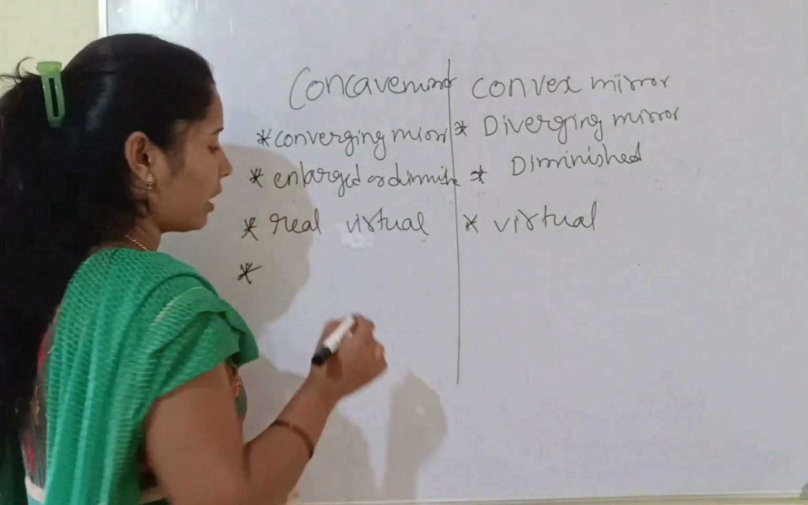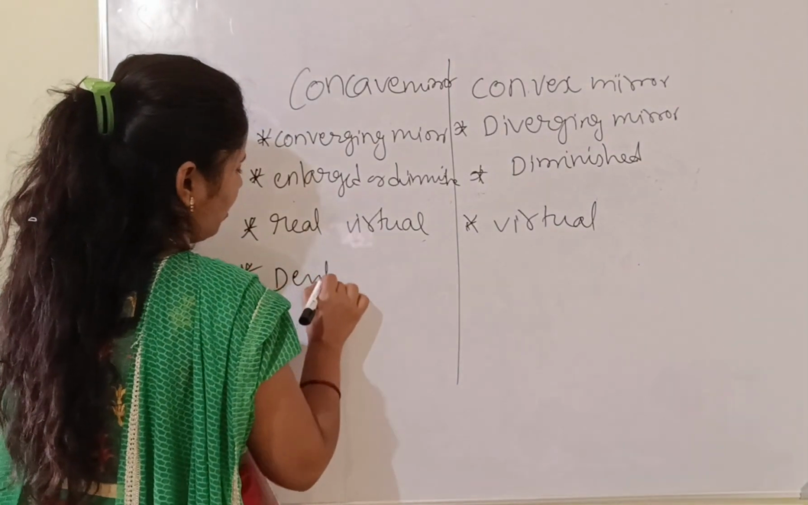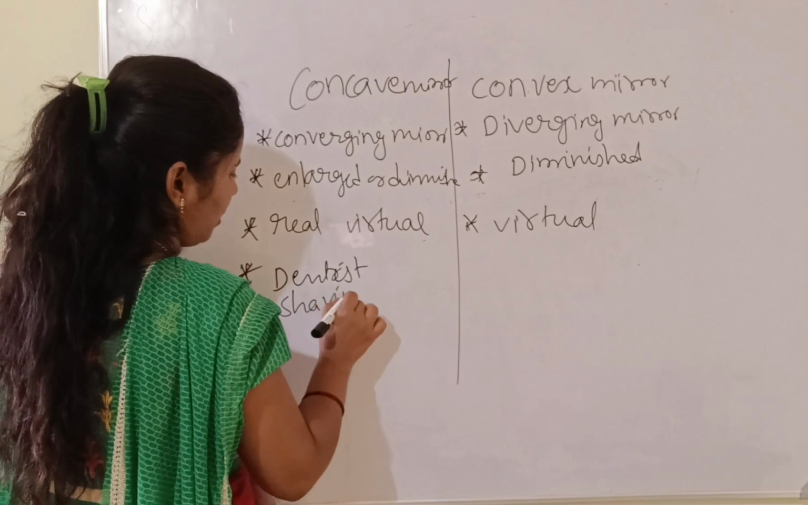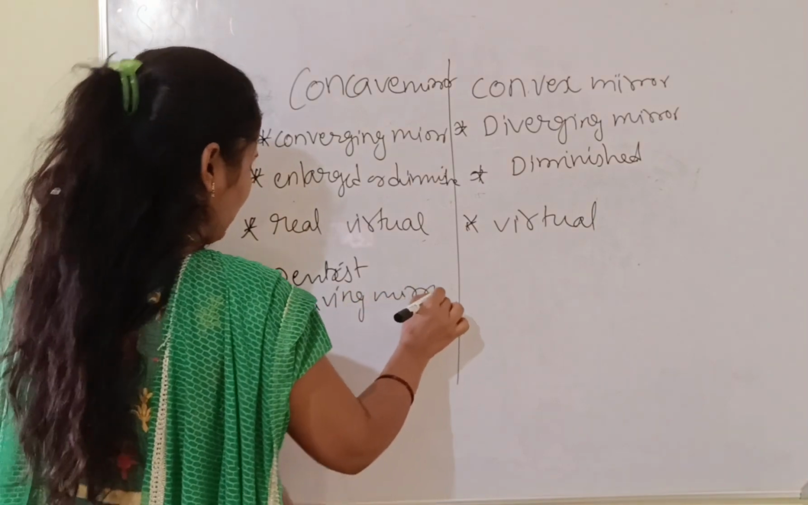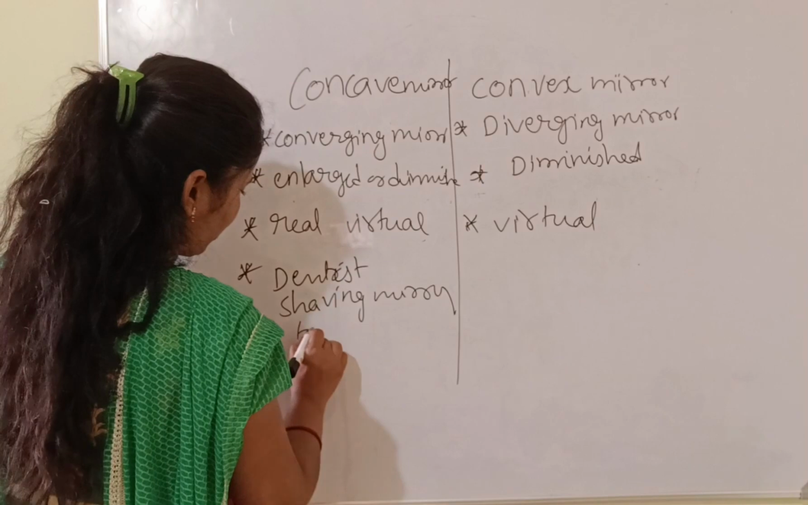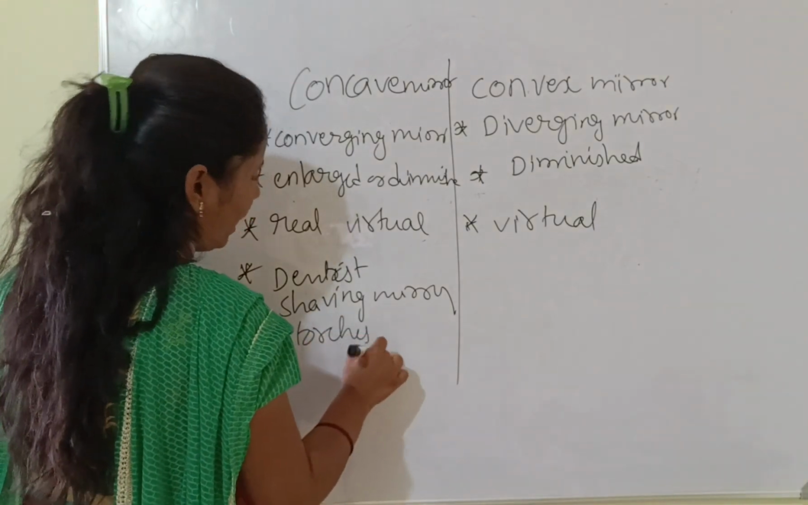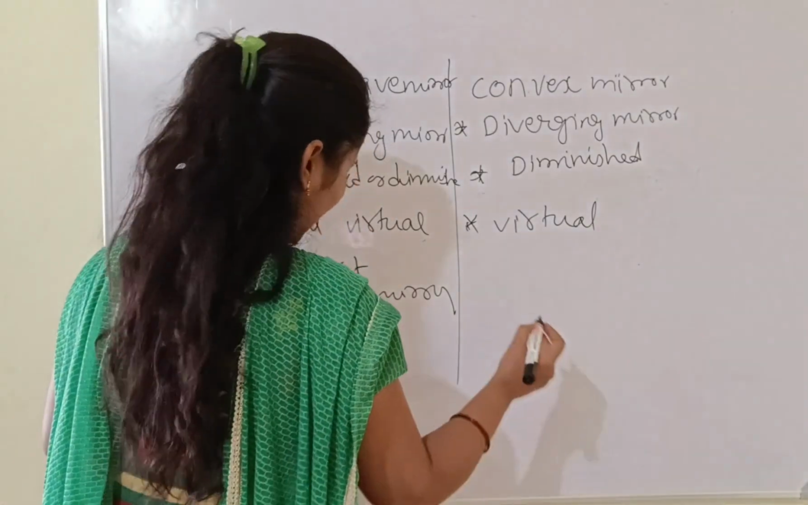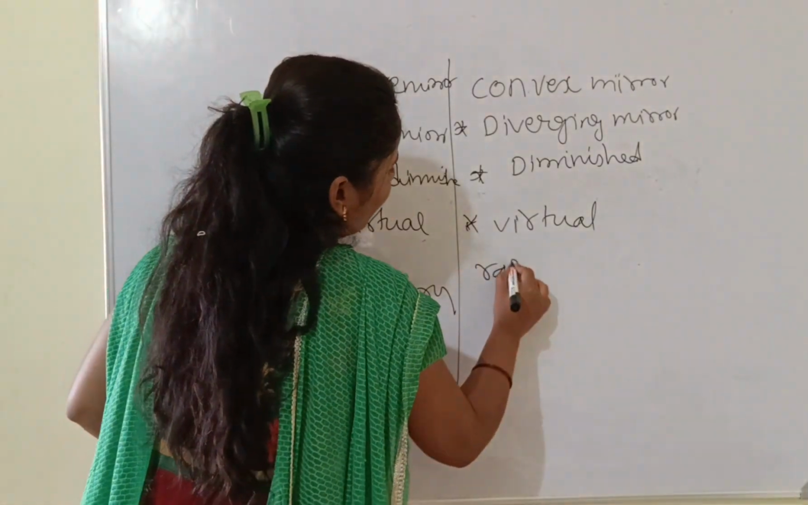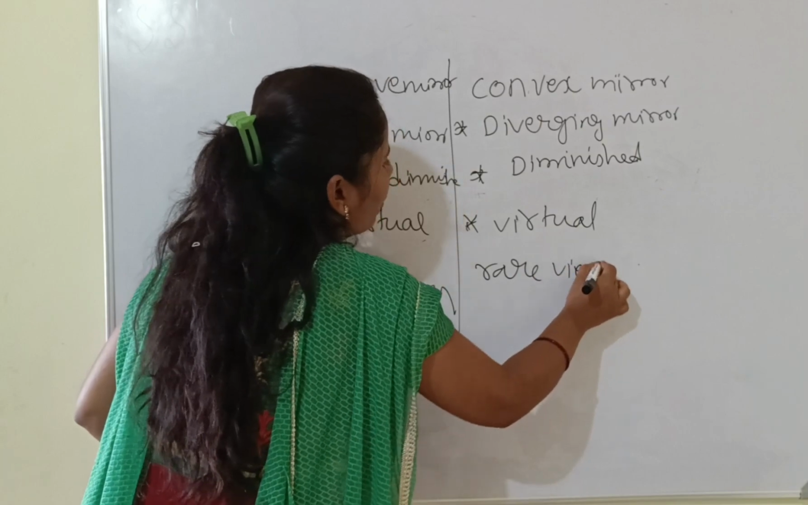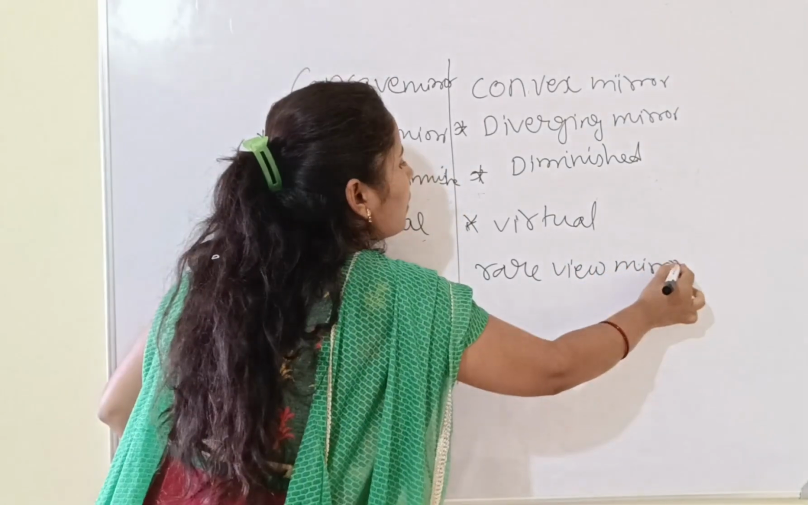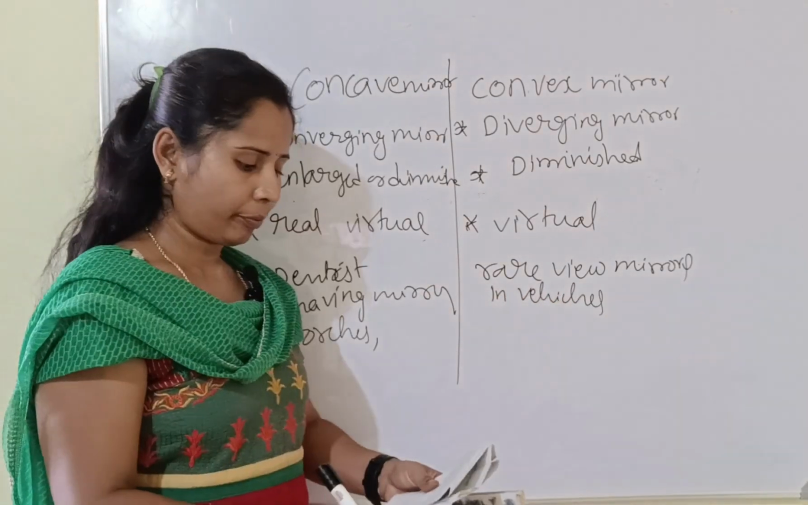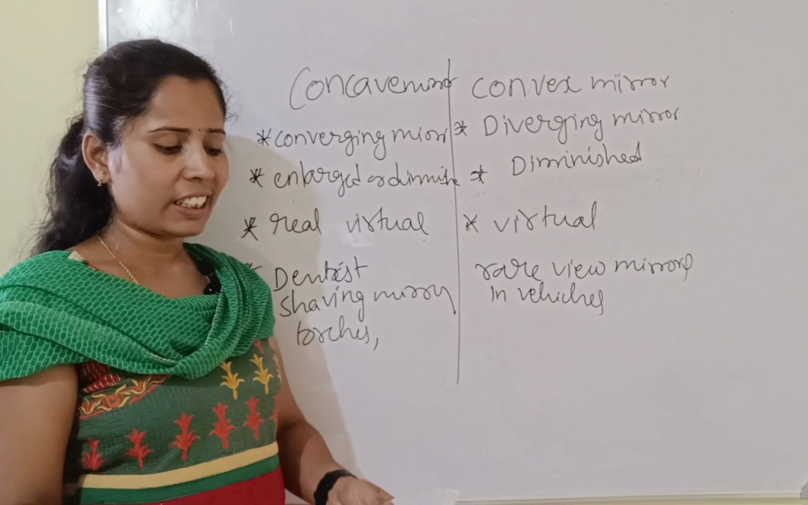This concave mirror is used by dentists, as shaving mirrors, in torches and headlights of the vehicles. Convex mirror is used as rear view mirrors in vehicles. So this is the physics part we have discussed so far.